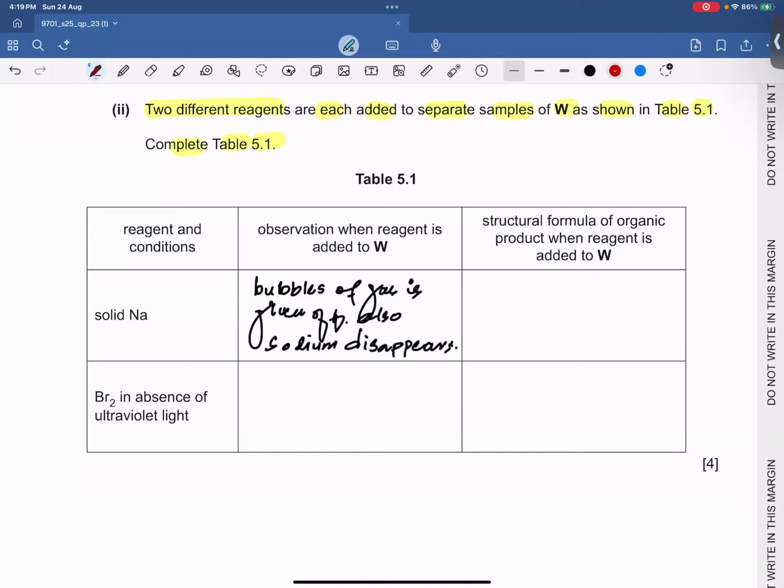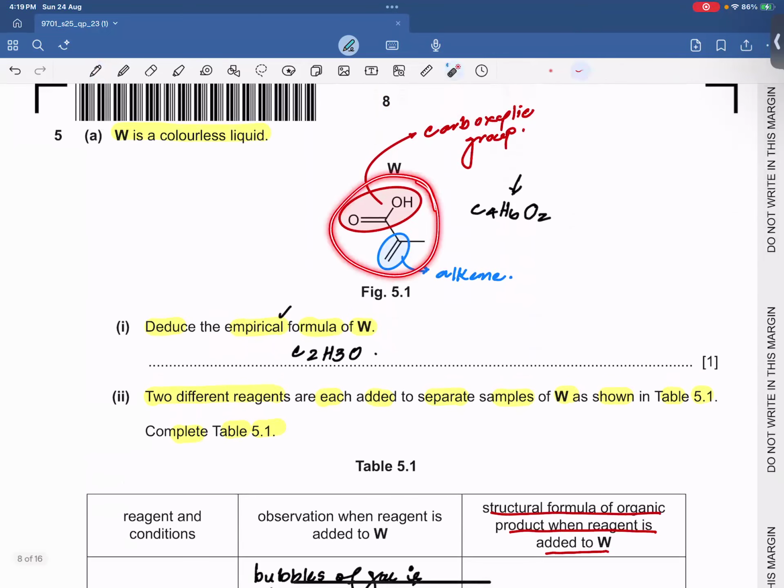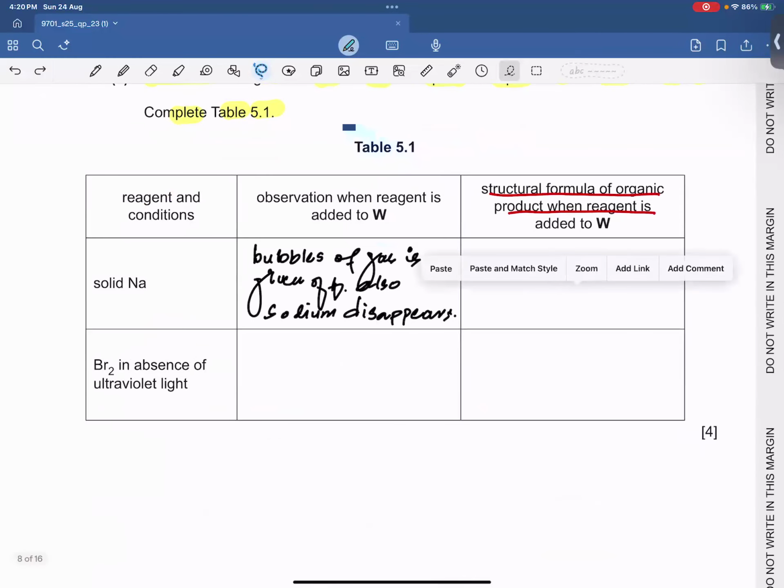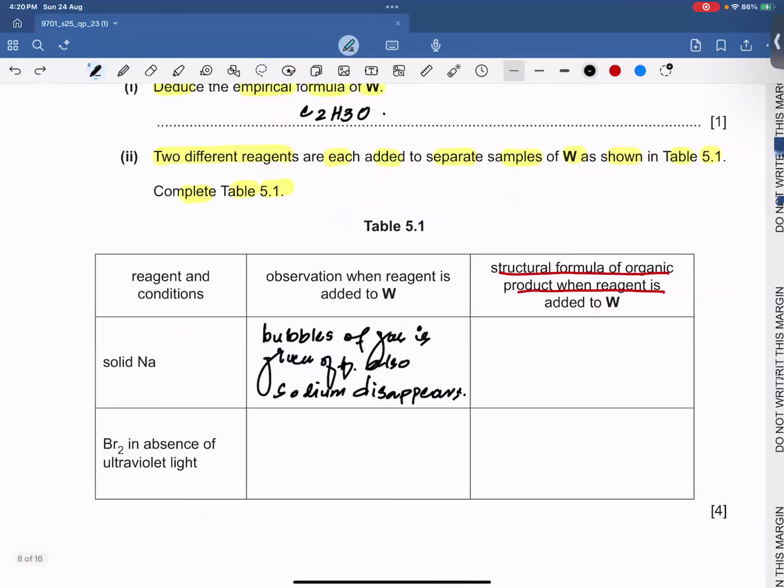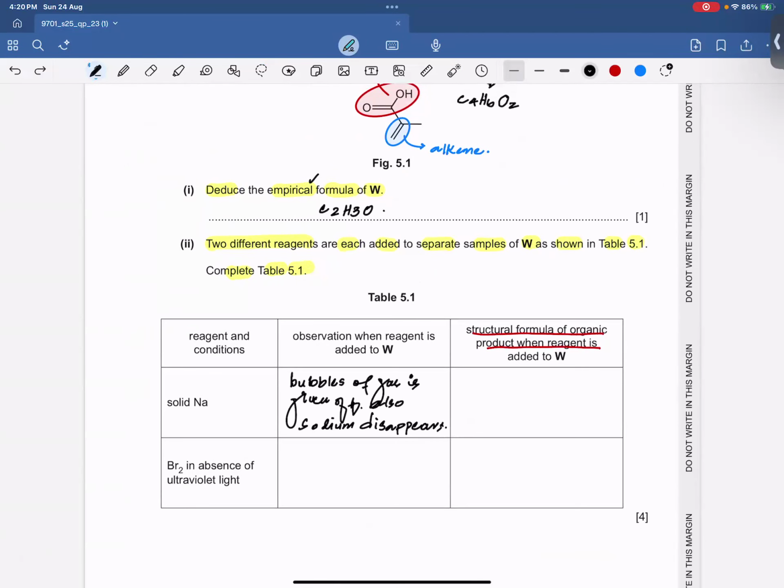And the structural formula of organic product when reagent is added to W. So obviously the entire compound can be written as it is. Let me get the structure first. I hope I can write the structure here. Oh my goodness, I cannot. So let me write it down. This is double bond. This is double bond oxygen. This is oxygen and this is Na. So that's the structural formula of compound W when it is treated with solid sodium.